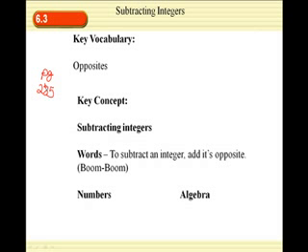First off, the vocabulary is opposites. And again, opposites were like what we did in the last lesson, -3 and +3. They're the same distance from 0, but on opposite sides.